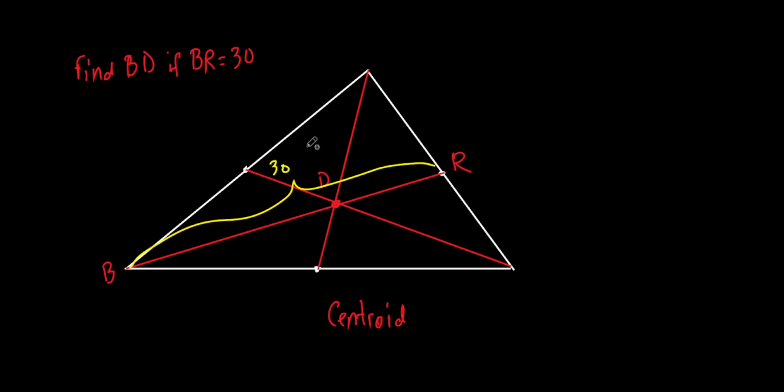30. Zion, you got it right, but how'd you get it? You said 10. Why'd you say? I divided 30 by 3. It's actually not 10. You just found what? DR. You found DR. But what do they ask for? BD.